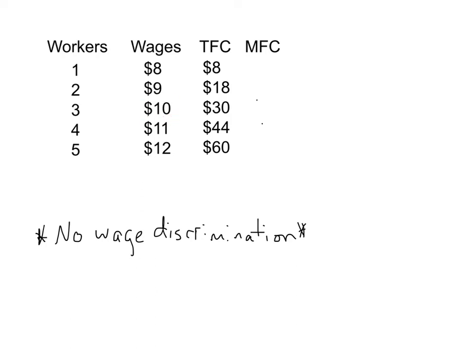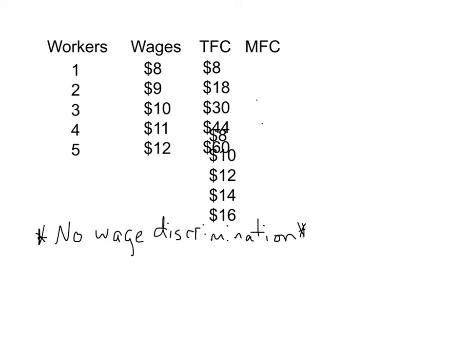You do have to pay that third worker $10 to induce them to start working for the firm. However, because the two previous workers were willing to work for $9 apiece, to get that third worker at $10, you're also going to have to give a raise to those other 2 workers that were willing to work for less. So the cost of hiring 3 workers is $30, which is $12 more than the cost of hiring 2 workers. Therefore, the cost of hiring the third worker, the marginal factor cost, is going to be $12.